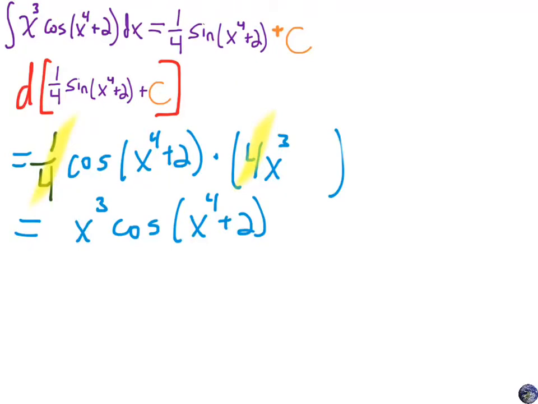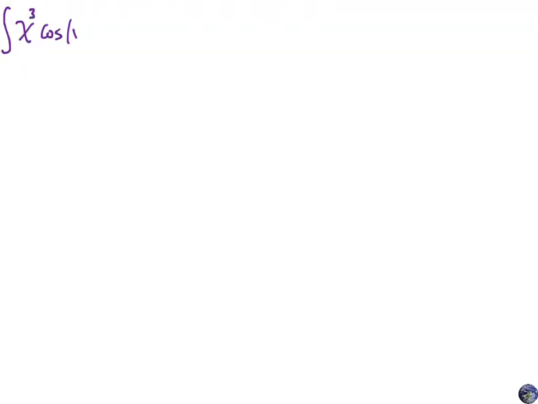All right, very briefly, let me show a more formal way to do what I call the wishing game with u substitution. If we're going to do this same exact problem, pretend we don't know what the answer is. Let's go back to the original integral: the integral of x cubed cosine of x to the fourth plus 2 dx.